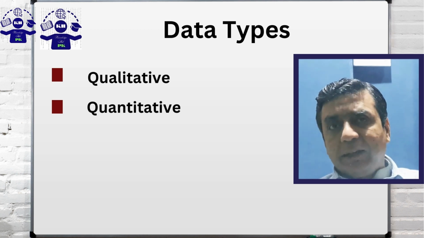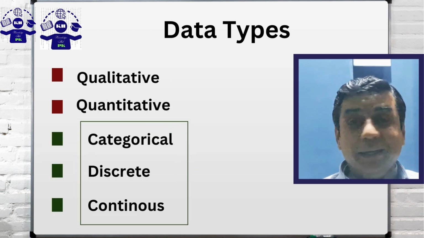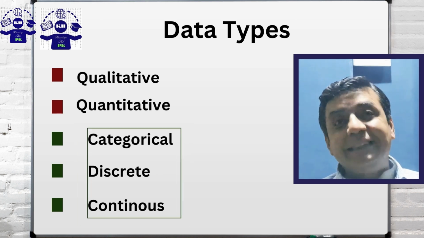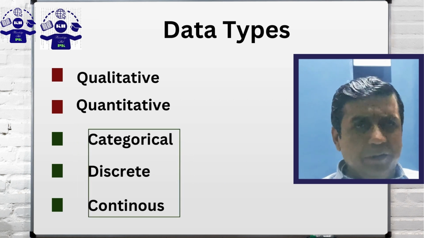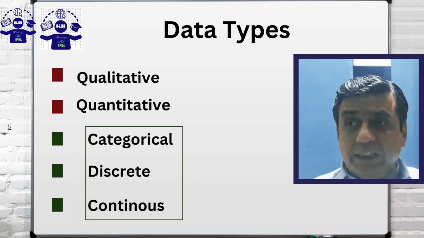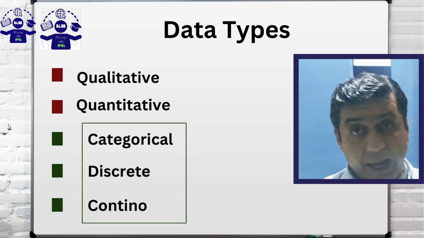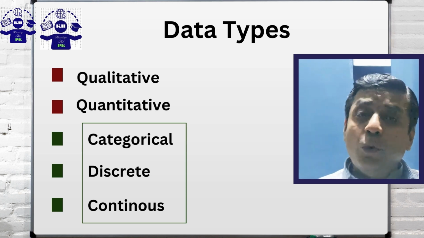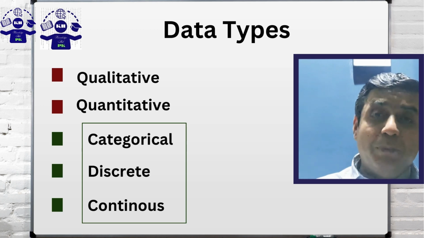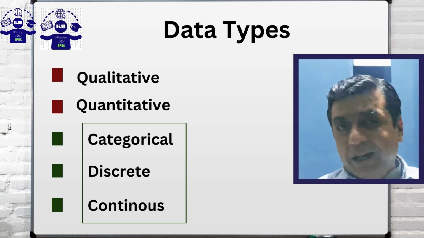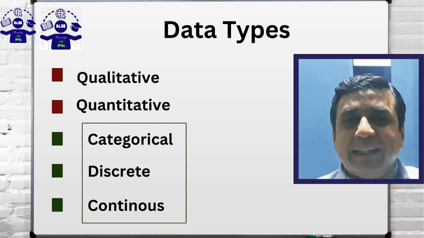Now, data can be further decomposed into three types, and those three types are categorical data, discrete data, and continuous data. Now, categorical data is like qualitative data, the data which is distinguishable. For example, there are people who have blood group O positive, and then there are people who have A positive blood group, and then there are people who have A negative blood group. Now, this A positive, O positive, A negative, this is representing categorical data.